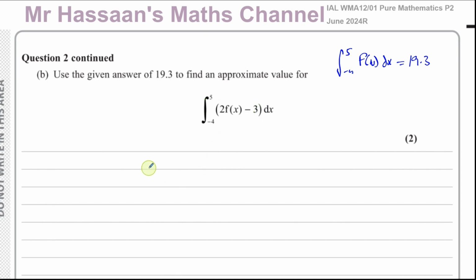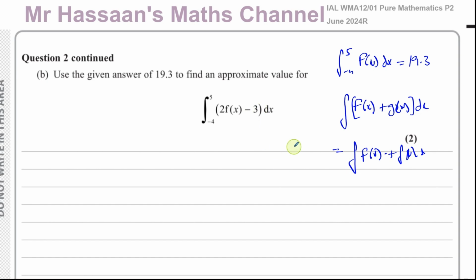Okay, so what we need to do here is rewrite 2 times f of x minus 3 in terms of just f of x and with the integral. So the first thing I'm going to do is use the fact that if you have 2 separate functions that you are integrating, f of x plus g of x, you can integrate each of them separately. So I can write this as the integral of f of x plus the integral of g of x, both of them with respect to x, and it's the same thing.